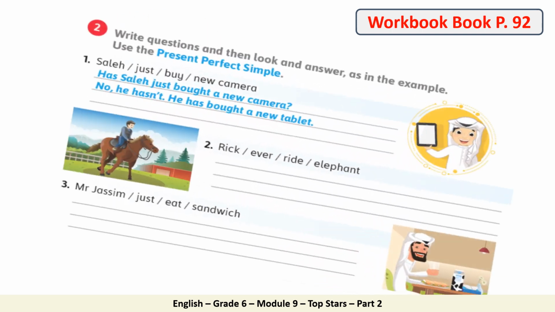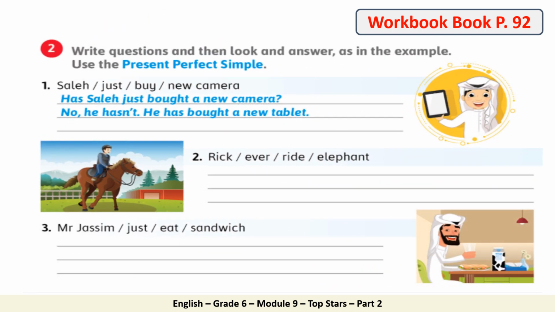Let's go up in the same page, exercise number 2. We're going to write questions and then look at the answer as in the example and then use the present perfect simple. As you can see here, we have the prompt in number 1. Saleh just buy a new camera. So, to make a question, we're going to look at the subject. We have Saleh, which is he, right? So, we're going to use has, not have. We start the question with has, and then, has Saleh just bought a new camera?